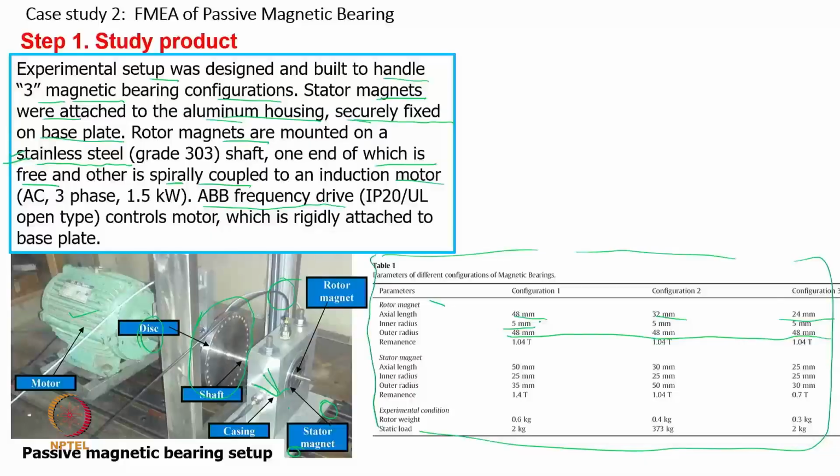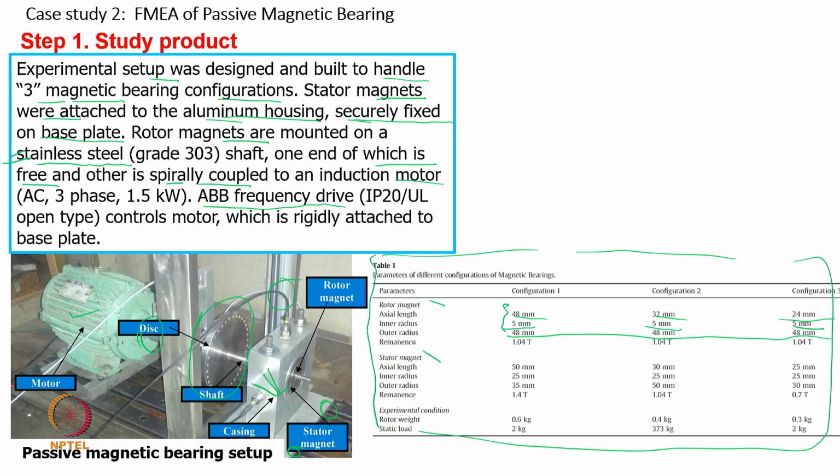Now, in this table we have given all the details. You can see the rotor magnet axial length has been shown: configuration 1 is 48, configuration 2 is 32, and configuration 3 is 24. Then the OD has been kept at 48 mm in all 3 cases, because the rotors have the same dimension, and the ID is where it is mounted on the shaft. So, the shaft diameter has been maintained at 5 mm, so that the rotor magnets have been mounted on a 5 mm shaft.